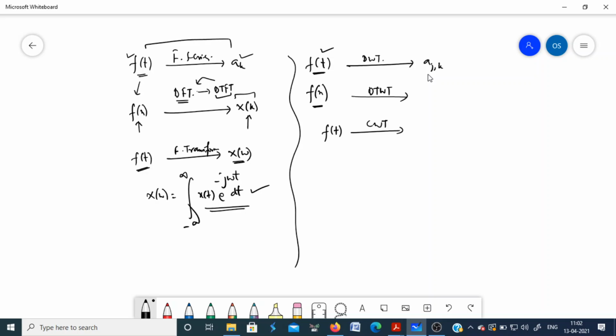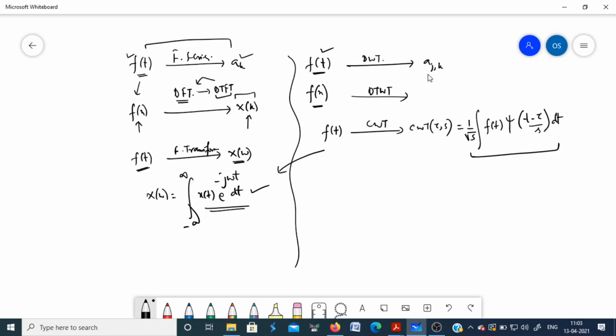So the continuous wavelet transform of a function is now a function of again two variables, tau and s, which is given by the integration of 1 by under root s, f of t, psi of (t minus tau) by s, dt. This is defined as the continuous wavelet transform, and this is very much similar to your Fourier transform or Fourier integral.